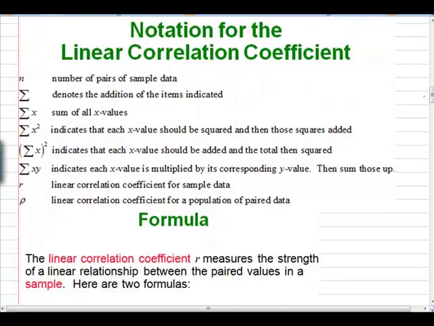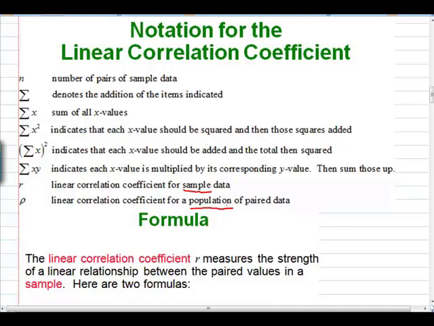Here's the notation we use for correlation. N is the same N that we've been using for a long time. This sigma notation denotes using a sum of the items that are indicated. So sigma x means the sum of all the x values. We saw these whenever we did the one variable statistical analysis. Also, there's a two variable statistical analysis. If you have data in two lists, you can run that. And this is the sum of the x's, the sum of the x's squared, the square of the sum of the x's, the sum of the product xy, and then R is a linear correlation coefficient for sample data, and the Greek letter rho is the linear correlation coefficient for a population.